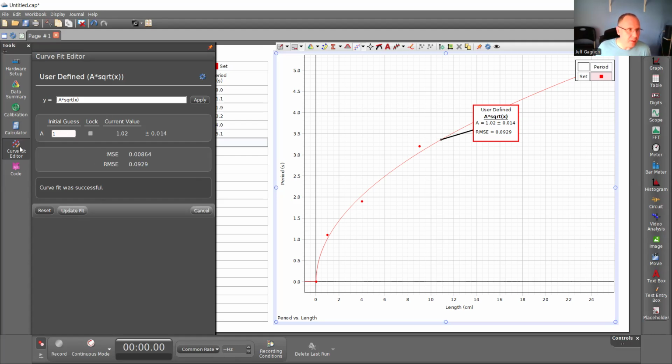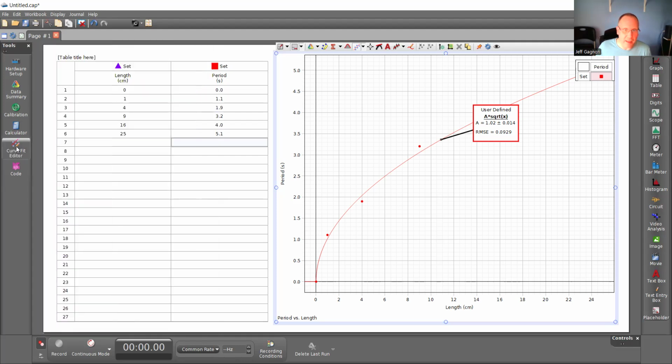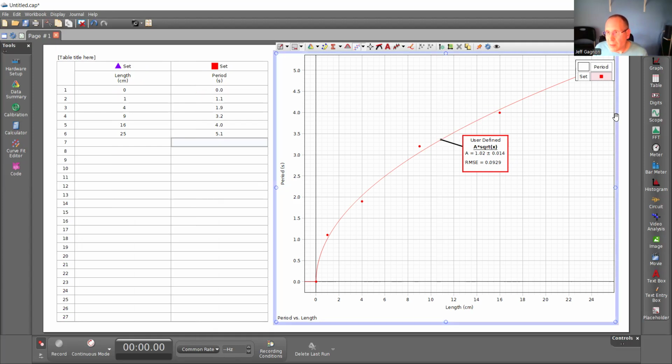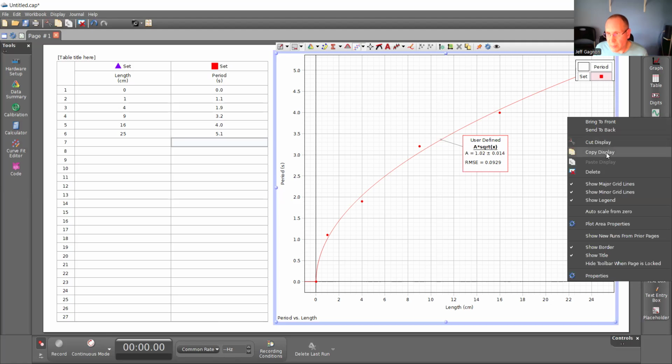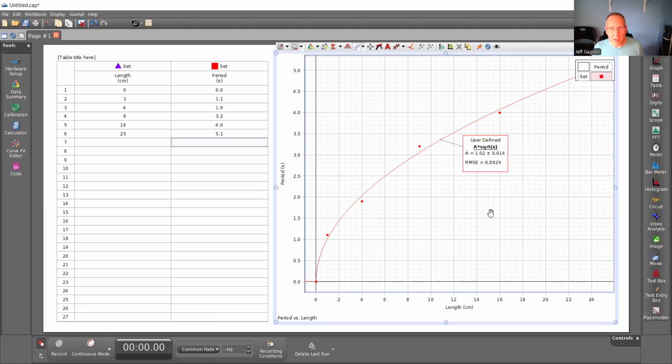Okay, I don't need this anymore, so I'm just going to click on the curve editor again to get rid of that. And now I have all the information I need, right? I have my labels with units. I have a nice title, period versus length, and I have my graph here with a nice square root function fit. So now if you want to include this in your lab report, you can hover over the border here, right click, and just go to copy display, and then you can paste it into your lab report, if you're using Google Docs or a Word document, however you guys are sharing the information for your group lab reports. Okay, so that actually is question 16.